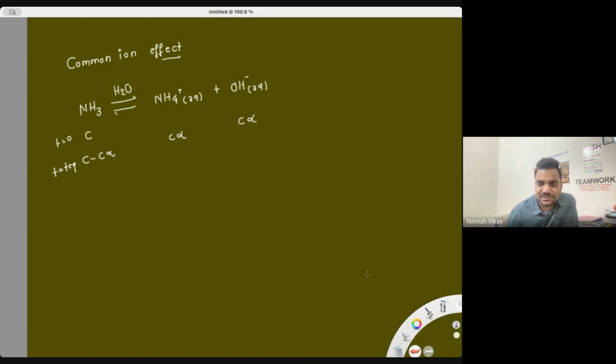But what can make a situation even worse? If you add any strong electrolyte which can generate ammonium or OH minus ion, or any ion which is common with this weak electrolyte. Some strong electrolyte examples which have ammonium are the salts of ammonium, like ammonium chloride is a salt. All salts are strong electrolytes. Ammonium nitrate, ammonium sulfate, any of that.